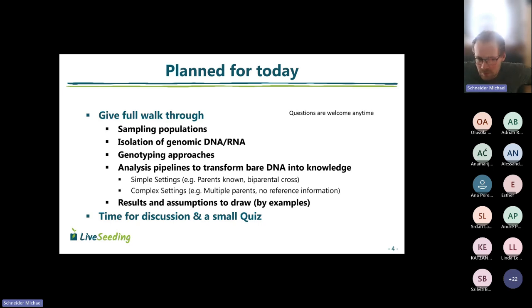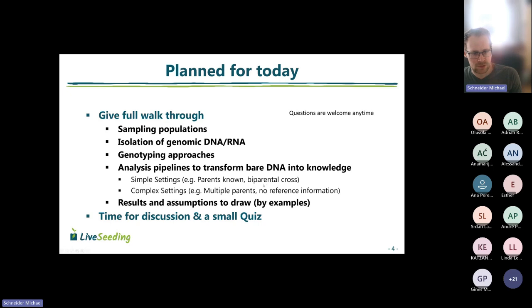For this session, it's planned that I'm just giving a full walkthrough of how you could eventually sample an entire population and then extract relevant information from it, going from the sampling in the greenhouse or in the office, to the isolation of the DNA or RNA in the lab. Following that, you have to decide how you're going to genotype your DNA. And finally, you have to come up with some idea of how you analyze this data and make sense of it.